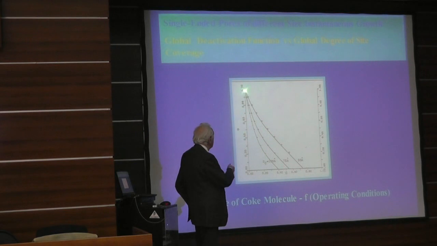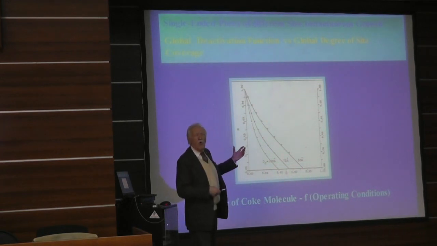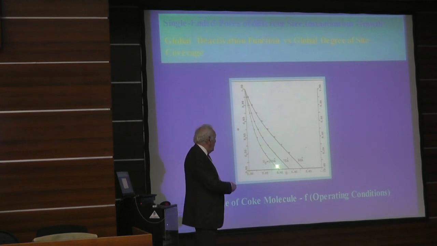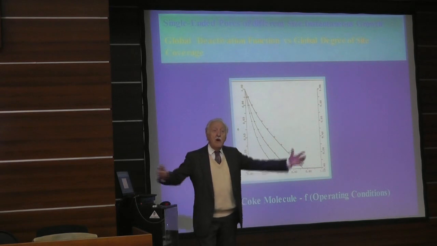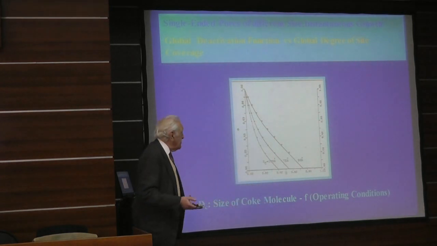So this is the deactivation function. It tells you how the activity decreases with the coverage. And we look here at pore blockage, and we look at the diameter of the coke. And if the diameter of the coke is large, then the deactivation by pore blockage will be fast.